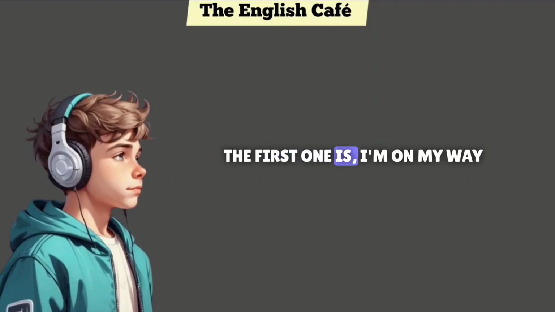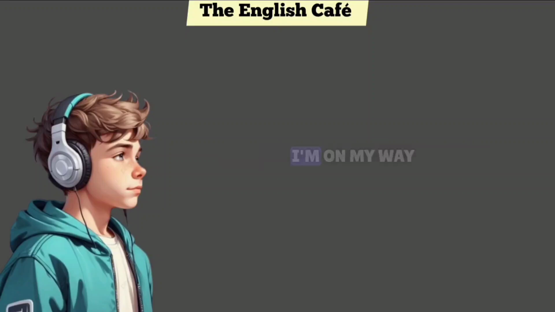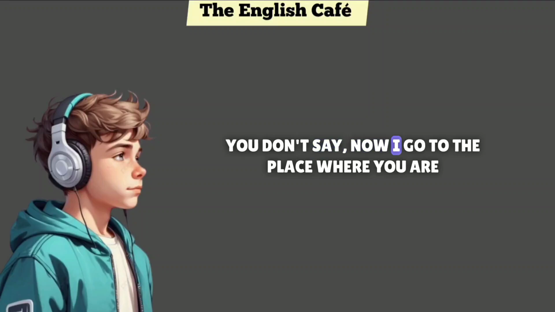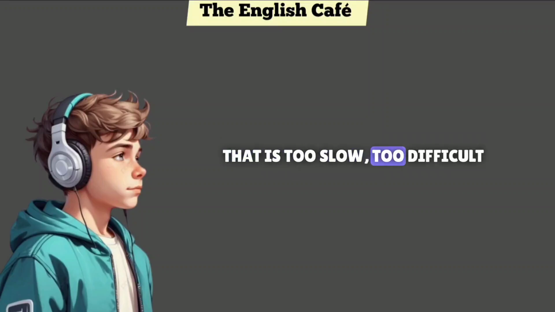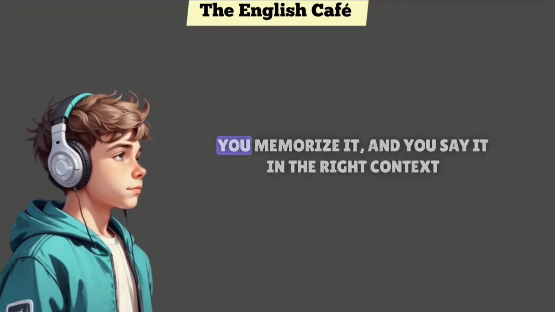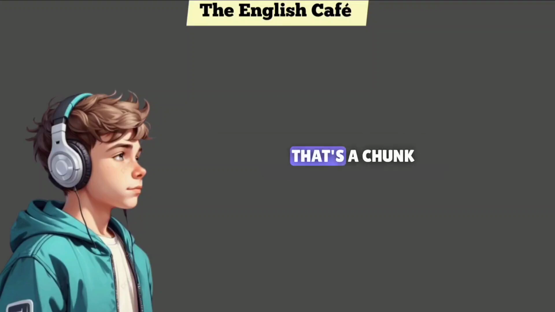The first one is I'm on my way. This means I'm coming. I'm going to the place now. You don't say, now I go to the place where you are. That is too slow, too difficult. You just say I'm on my way. You memorize it and you say it in the right context. That's a chunk. It's fast and natural.